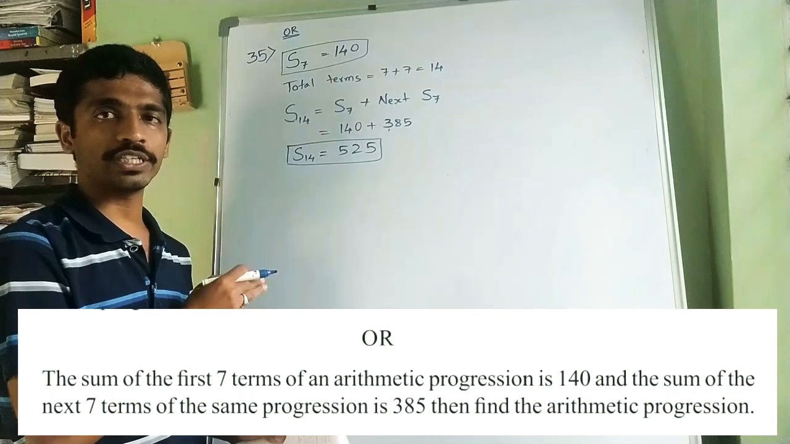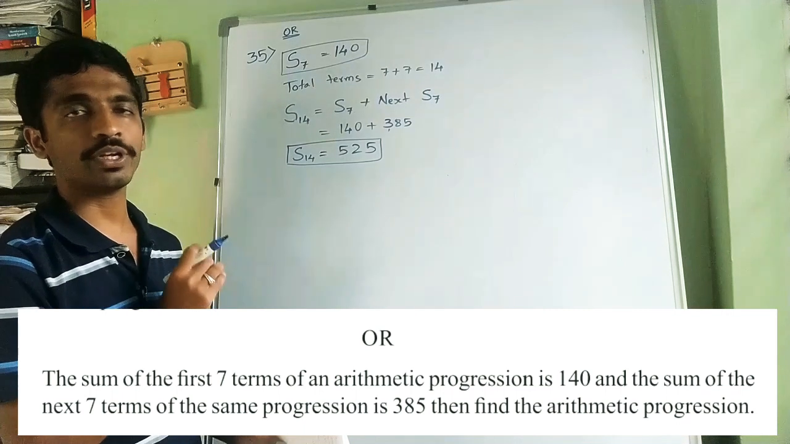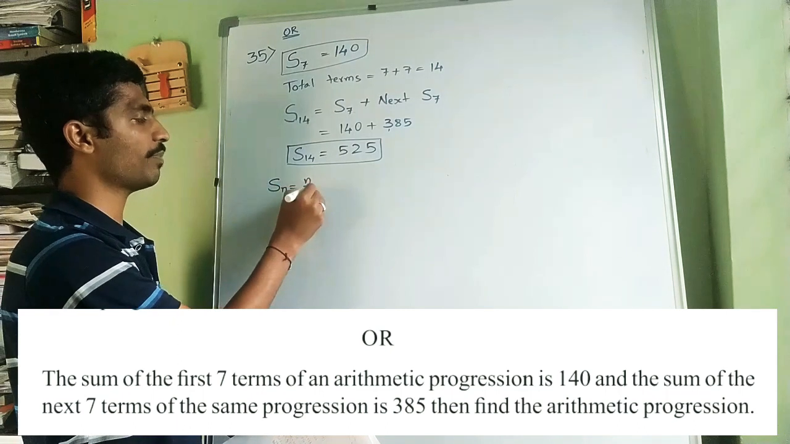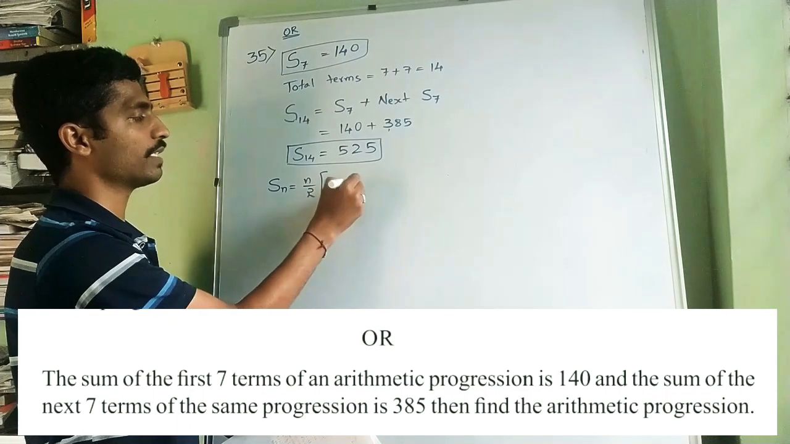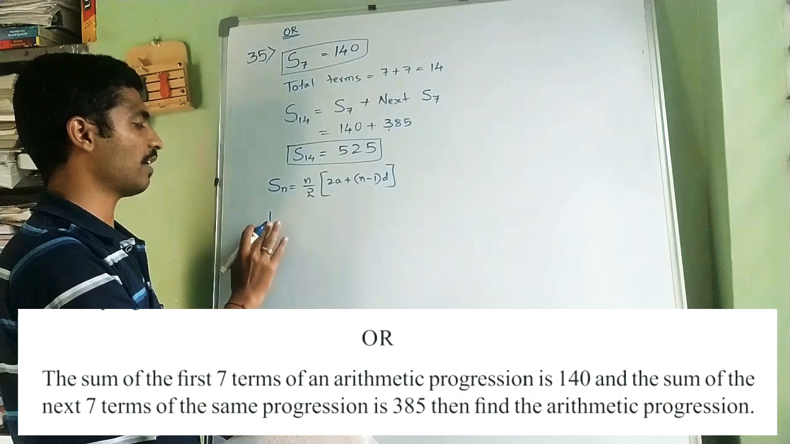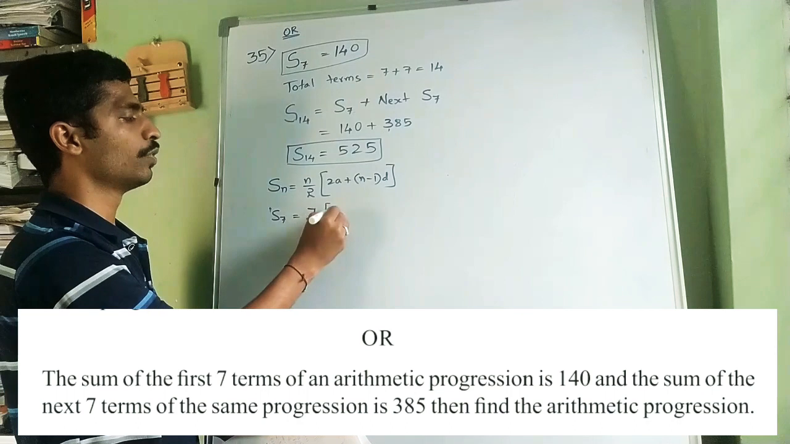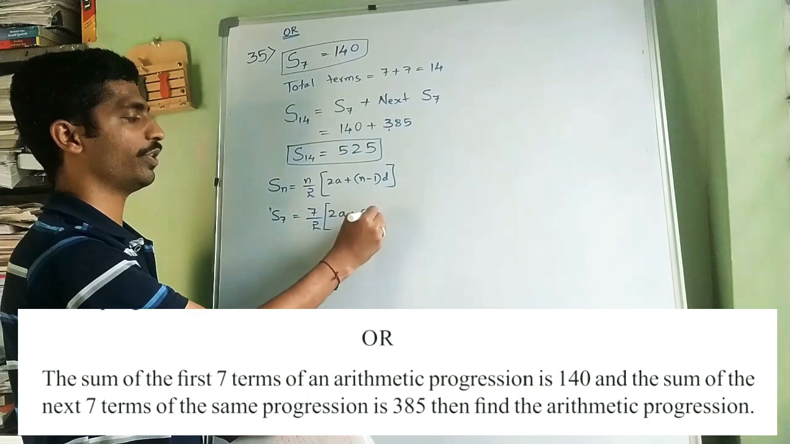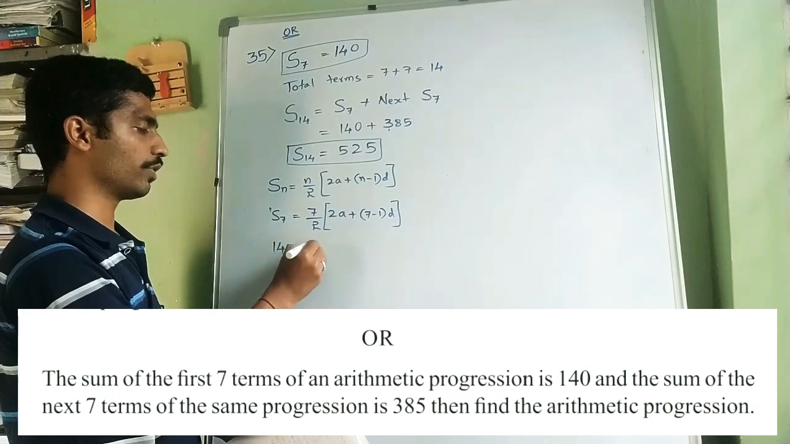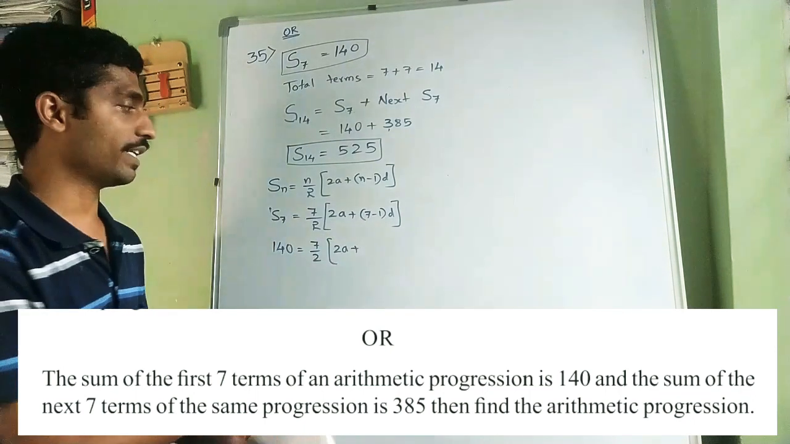So using these two conditions, we can solve this problem by making them into equations. S7, I write it using the Sn formula. What is the Sn formula? n by 2, 2a plus (n minus 1) into d. Okay, Sn here I will take as S7. So it becomes 7 by 2, 2a, a we don't know, keep like that only, n we know, that is 7 minus 1 into d. So S7 is 140 equal to 7 by 2, 2a plus 7 minus 1, how much will we get? It will be 6d.